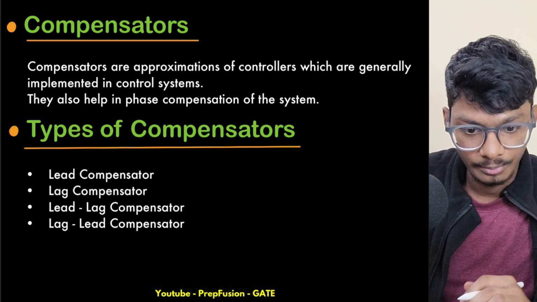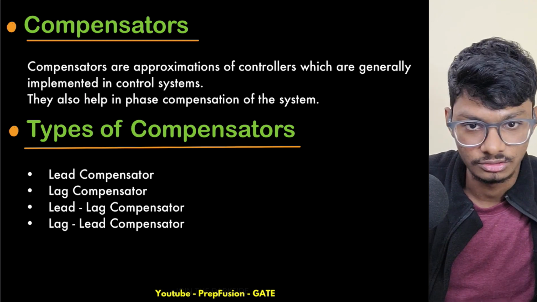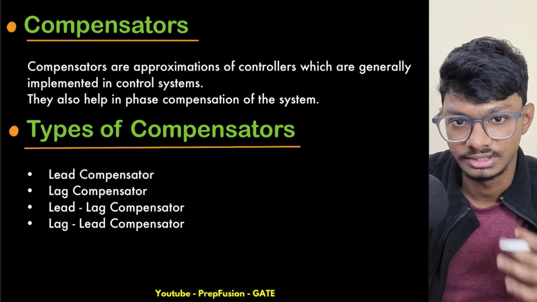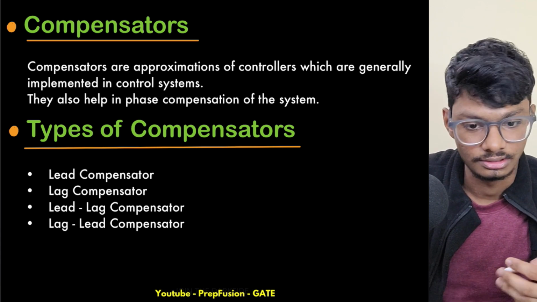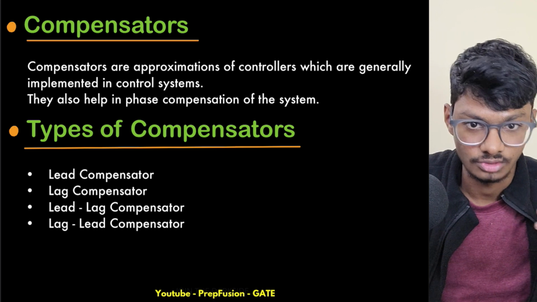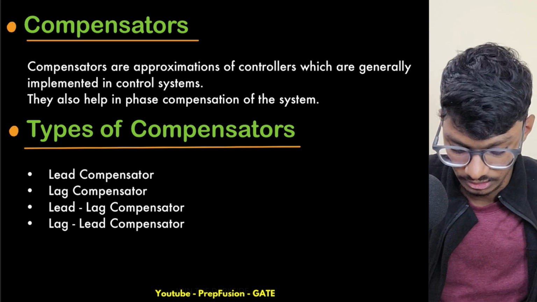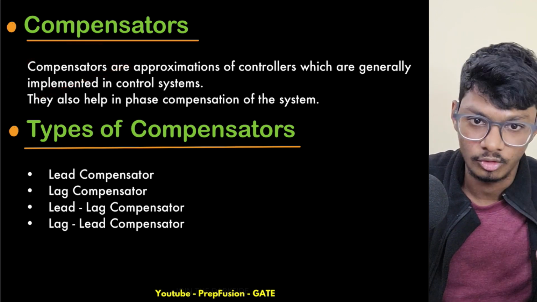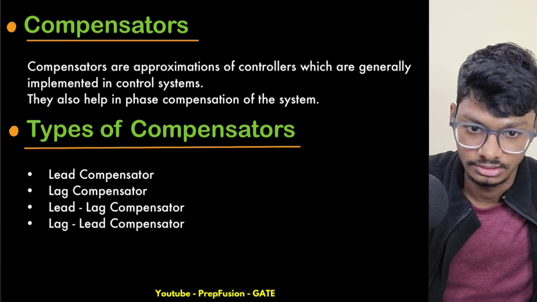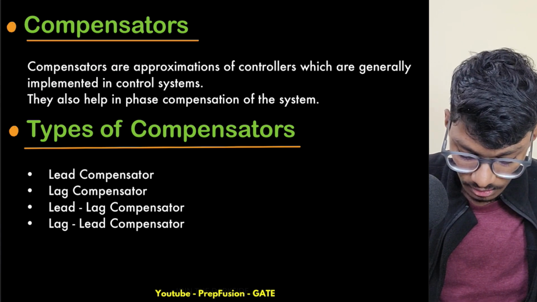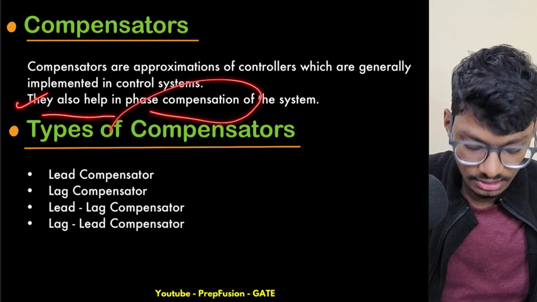Controllers are there, but we have to approximate them, because again, you saw, something is a non-causal system, or there is actuator saturation. All those things we don't want. So that's why compensators are there to approximate those, to actually implement in the control systems. Then the second point is they also help in phase compensation of the system.